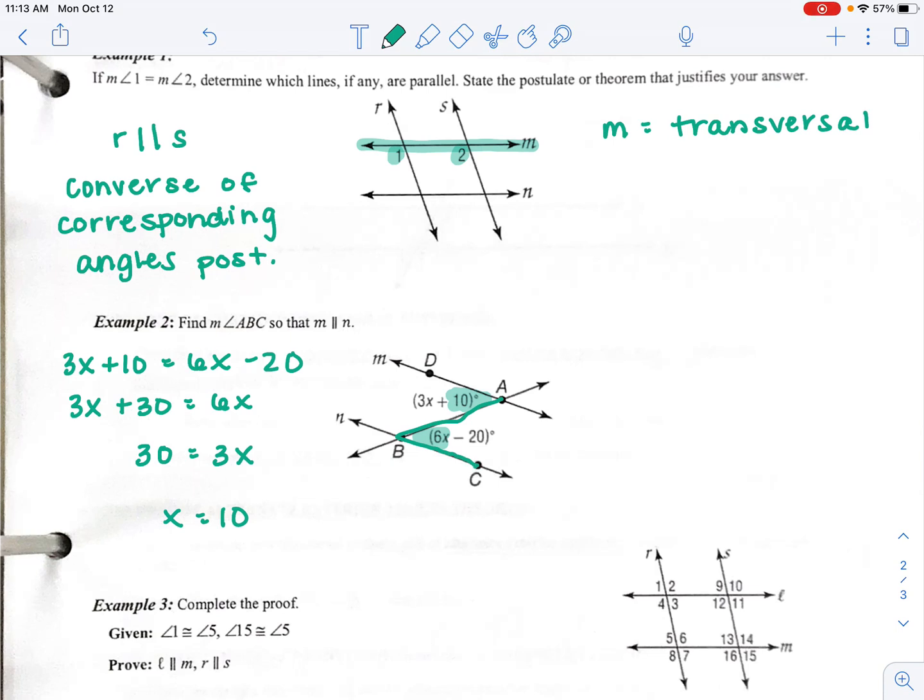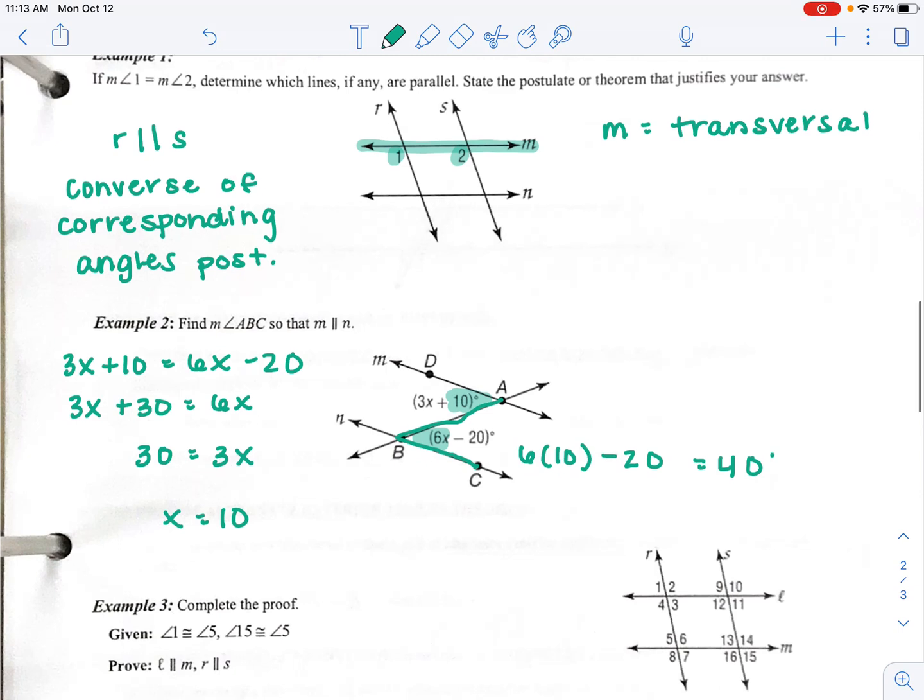So angle ABC is right there, so I need to plug that in. So 6 times x, which we just found was 10, minus 20. 6 times 10 is 60. 60 minus 20 is 40. So the measurement of angle ABC needs to be 40 degrees in order for those to be parallel.